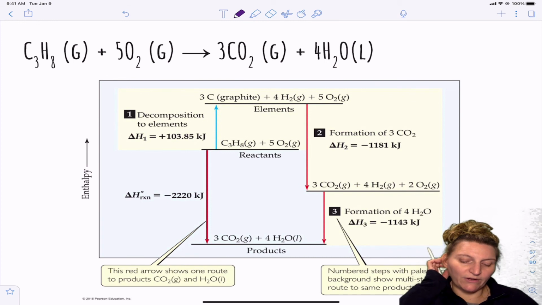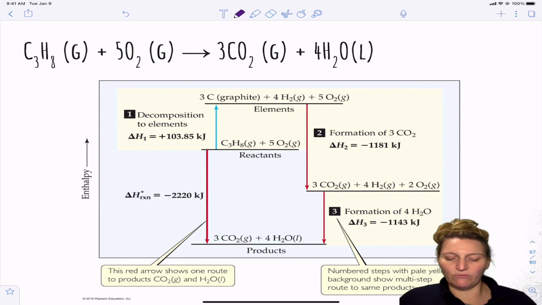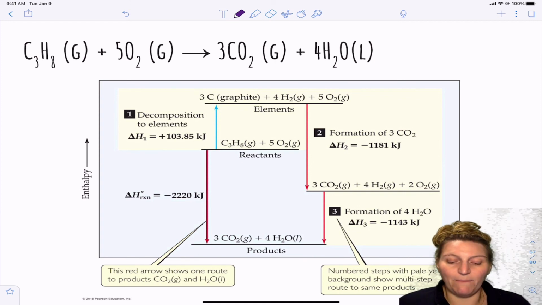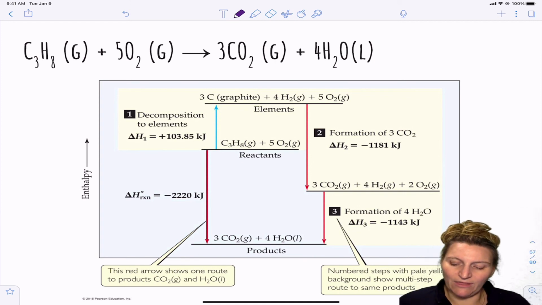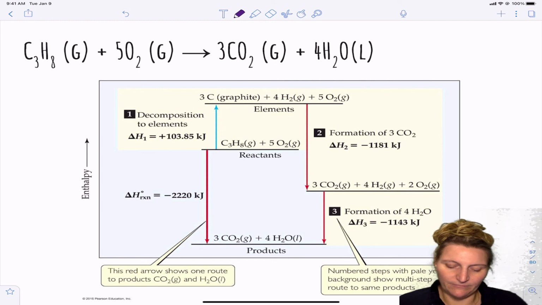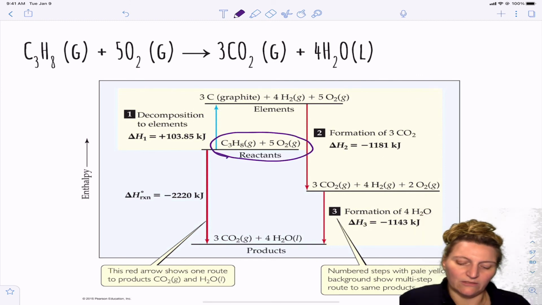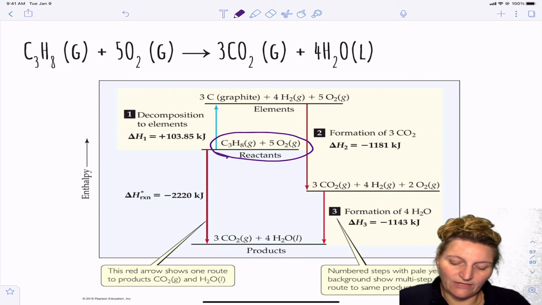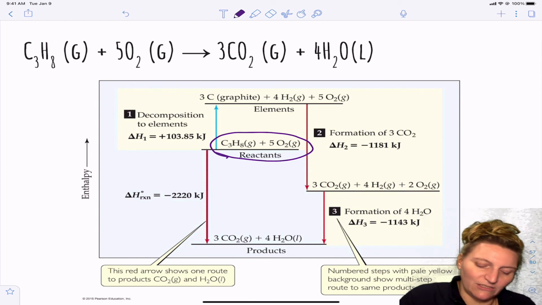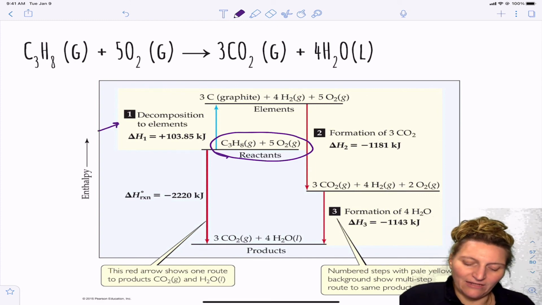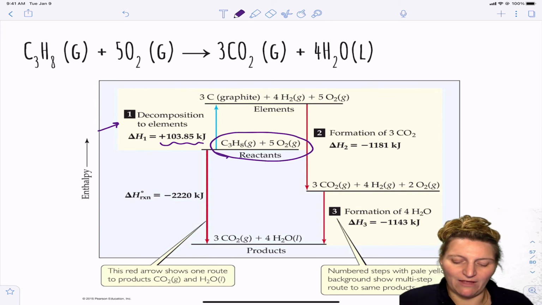So if we're thinking about this reaction here, of C3H8, this is the combustion of propane. Think about what we would be starting with. So here are the reactants, right? And the first thing that would happen is we would decompose those into their elements. So think of this as almost Hess's law. So we would need to reverse the formation of the reactants to make them into their elements.